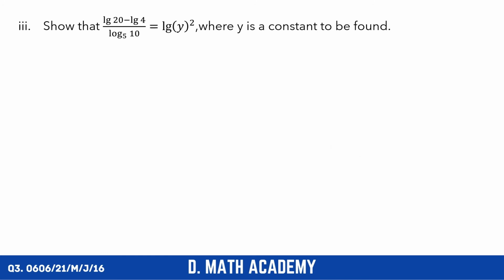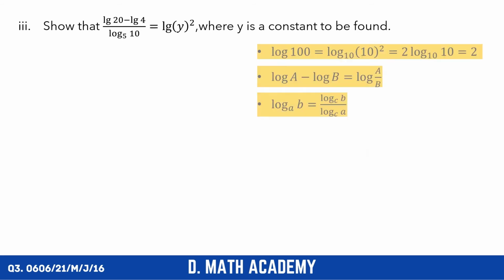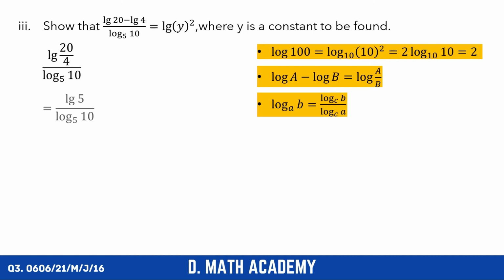Moving on to question 3. Here, show that (log 20 minus log 4) divided by log 5, 10. So this part here, the minus, can be changed into divide. So the divide over there, you are not supposed to make any changes to it. And I noticed that the base of the numerator and denominator is different. So I will try to make them the same.